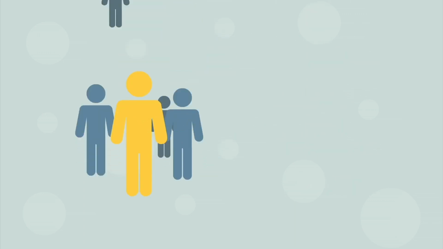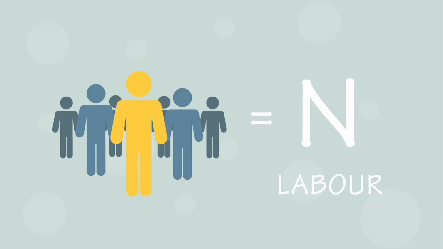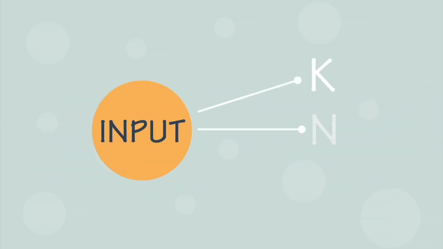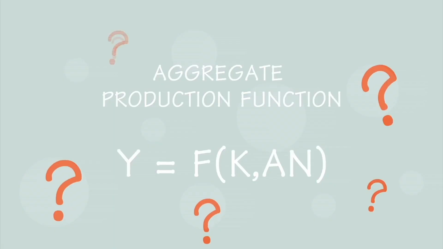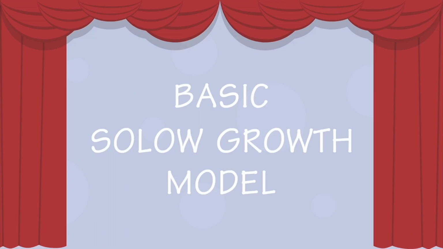The next key input is the capital N. It represents the people, or labor. Last but not least is A, or the state of technology. We can think of capital, labor, and technology being used together to produce the output, and that's the idea of the production function. Right now, our production function is really complicated, so we are going to use a super basic model called the basic Solow growth model.